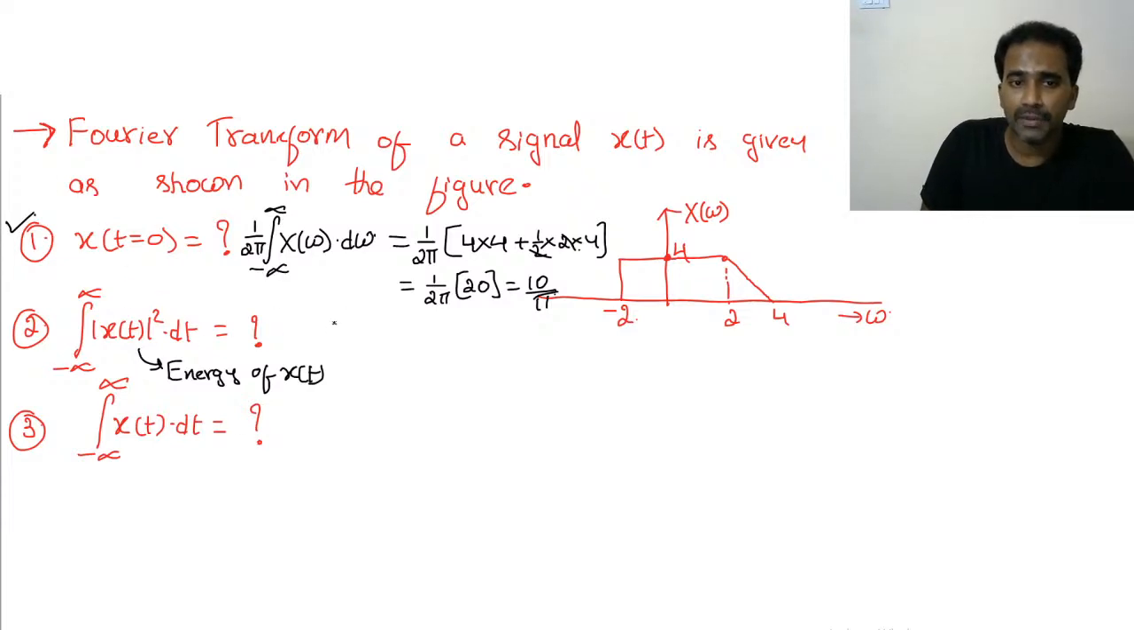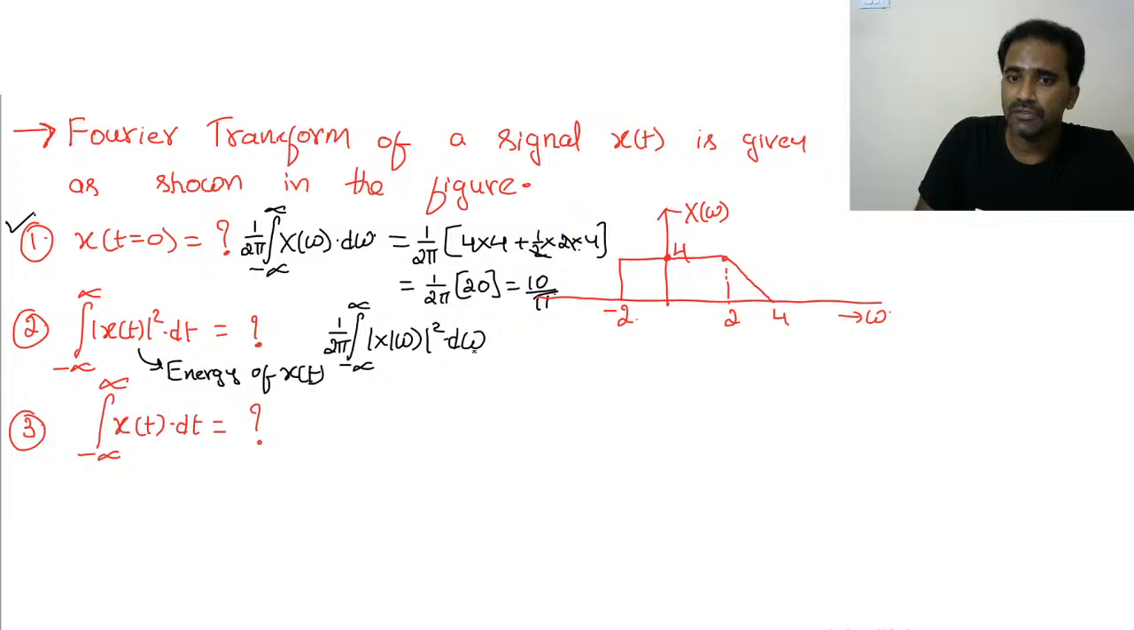So energy in time domain is same as energy in frequency domain: integration of mod x of omega whole square d omega. When are we going to use mod x of f whole square df? When the Fourier transform is given in terms of f, if the variable here is f, then we are going to use the formula in terms of f. So based on what variable they are giving the Fourier transform, you are going to use the formula accordingly. Right, so this is the formula.